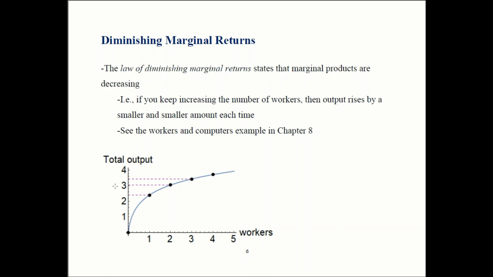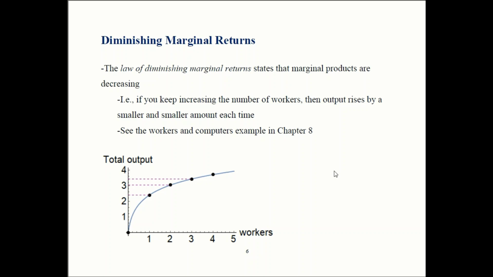Likewise, if you go from 2 workers to 3 workers, output is going to rise by an even smaller amount. Looks like it went up by roughly a third on this graph. And if you were to hire another worker, worker number 4, you get an even smaller increase in total output. Now we told a story way back in chapter 8 for why that was true. We talked about a firm that has workers and computers.